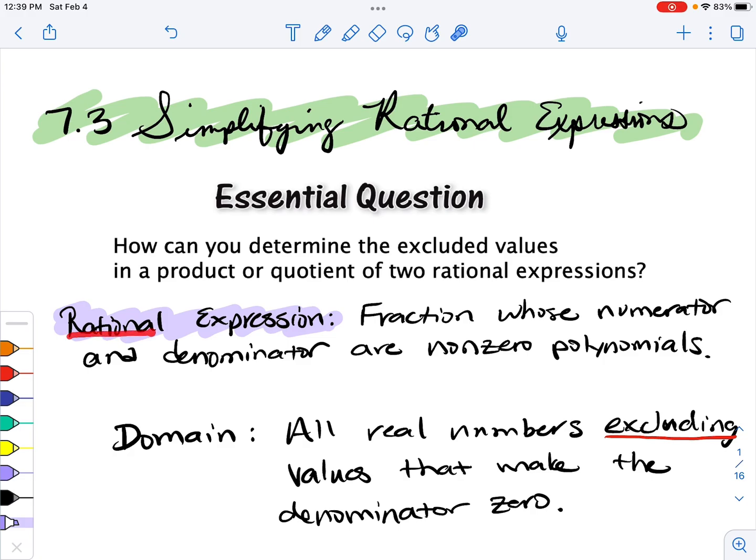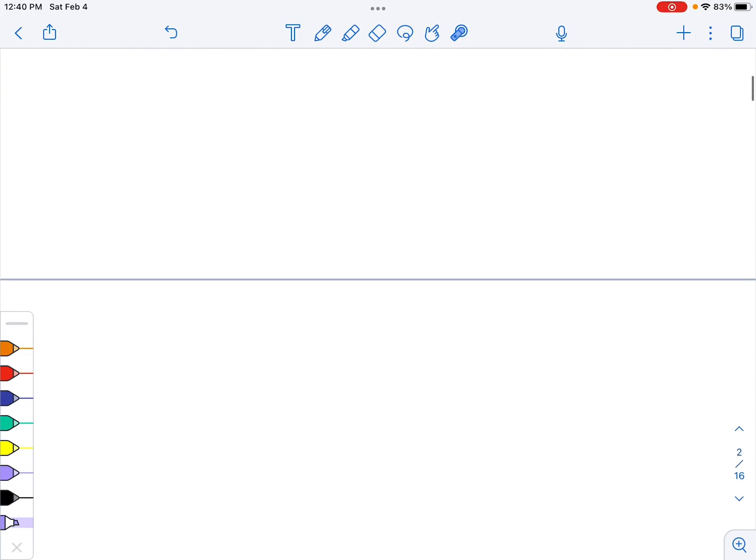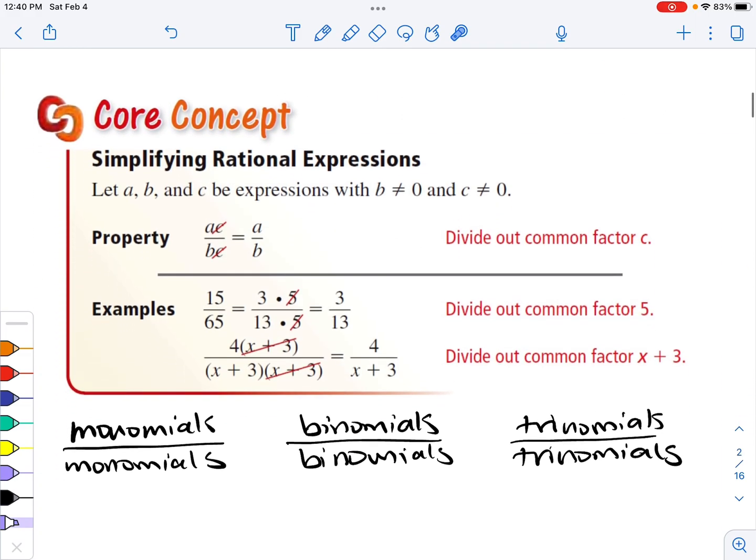Let's talk about a rational expression. It's a fraction whose numerator and denominator are non-zero polynomials. And the domain is going to be all real numbers, excluding values that make the denominator 0. So in this section, we're going to introduce more values that are excluded other than just the asymptotes.